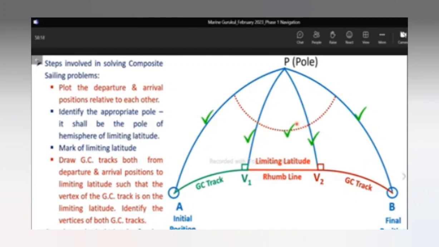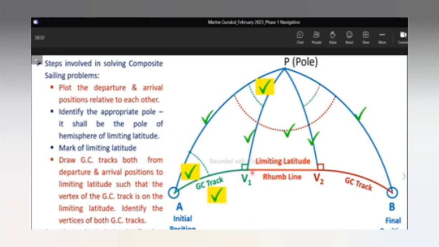Now having identified the parts which we may know, we can use Napier's rule to calculate which other parts. Let us mark them also. We can calculate this angle. This will be the D long between A and V1. So knowing the longitude of A, we can use this D long and get the longitude of V1, whose latitude is already known to us. Then we can solve for this angle at A, and this angle shall help us in getting the initial course of this GC track AV1. We can also solve for this side AV1, and this shall be the GC distance AV1.